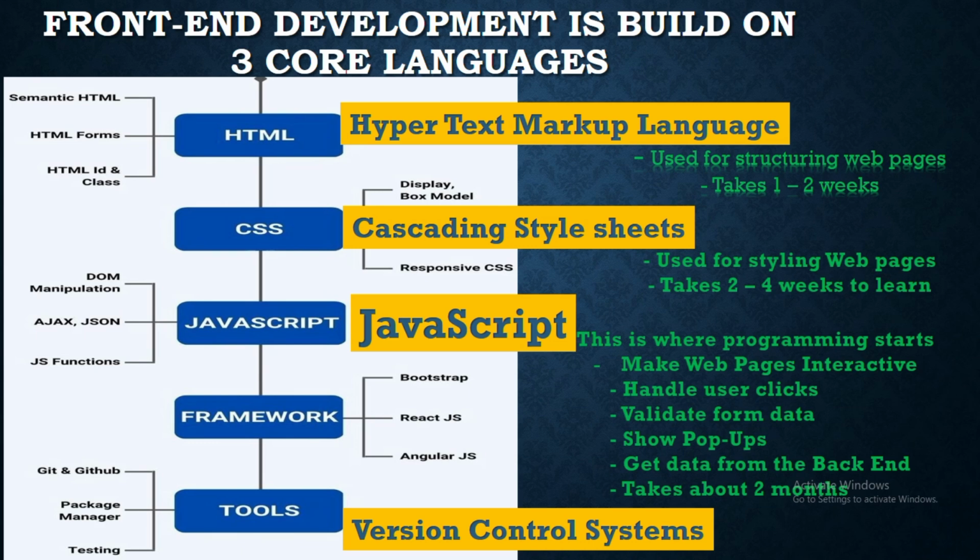Okay, so now let's quickly dive in. Front-end development is built on three core languages. The first one is HTML. I'm sure you've heard about HTML or you've studied it. HTML stands for Hypertext Markup Language, and it is used for structuring our web pages, so that when you open a website, the structure of that website is based on HTML.